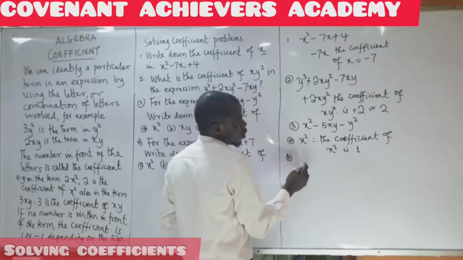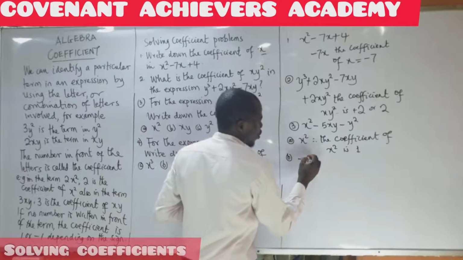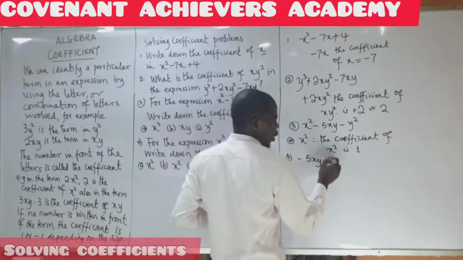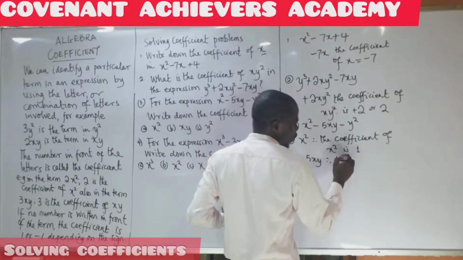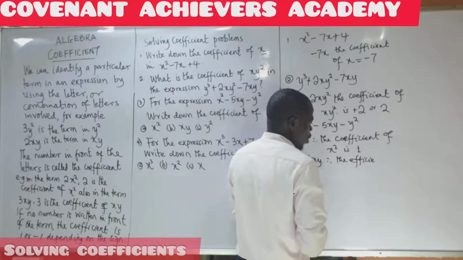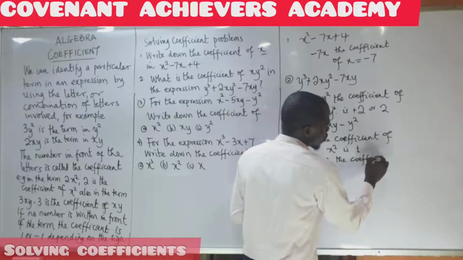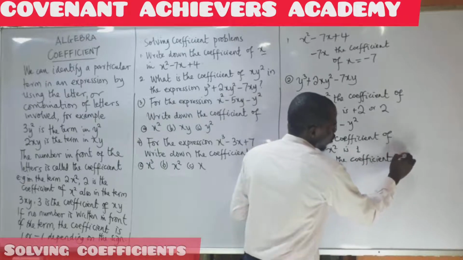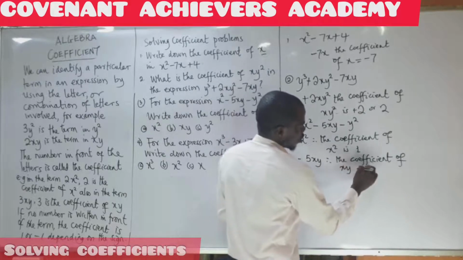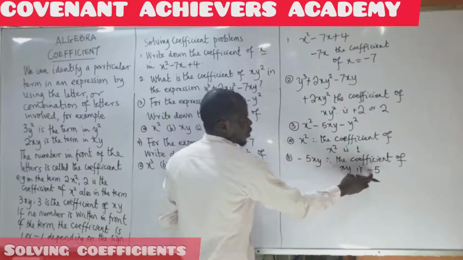Then also, the term that consists of xy is minus 5xy. So from here, we can say the coefficient of xy is minus 5. It always indicates the negative.